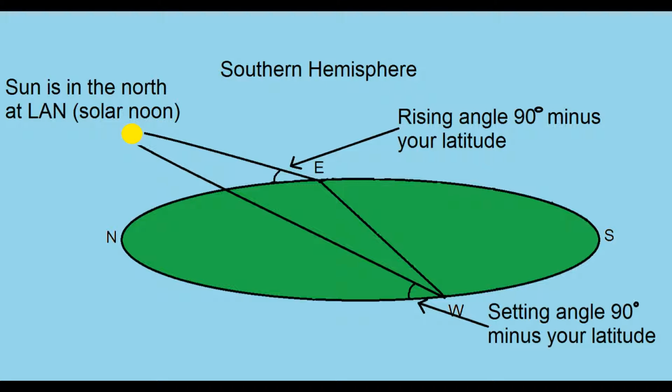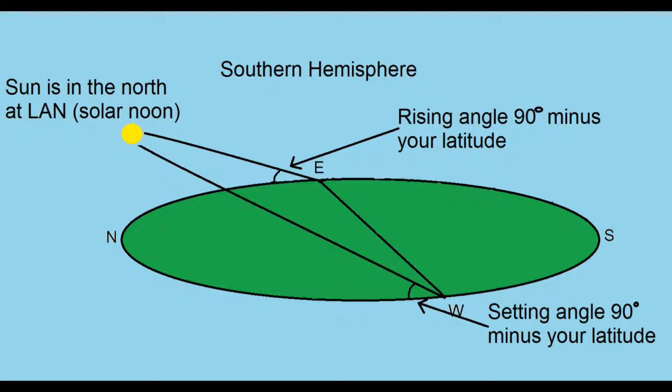In the southern hemisphere, the sun likewise rises at an approximate angle of 90 degrees minus your latitude. And as the day goes on there, it arcs across the northern sky, bearing due north at LAN. And then after LAN, the sun continues toward the west, ultimately setting in a westerly direction at the same approximate angle of 90 degrees minus your latitude.